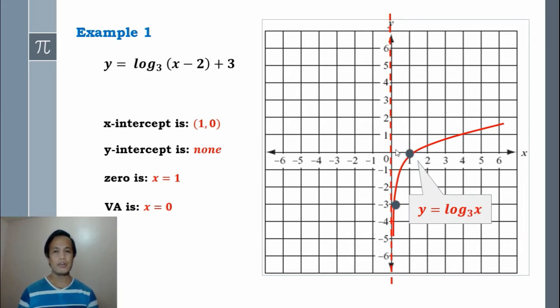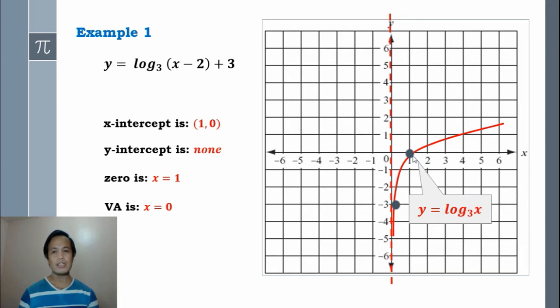2 units to the right. So what will happen to the graph? Meaning, this point here, which is 1, 0, will move 2 units to the right. So this will move to 1 and 2. So this is now the new location of this point here.